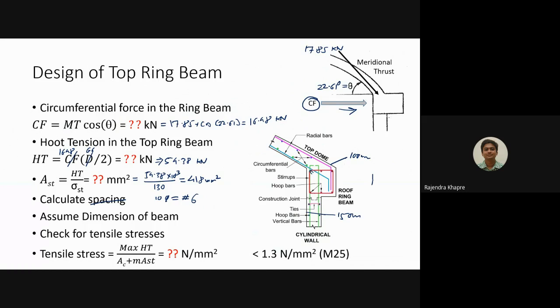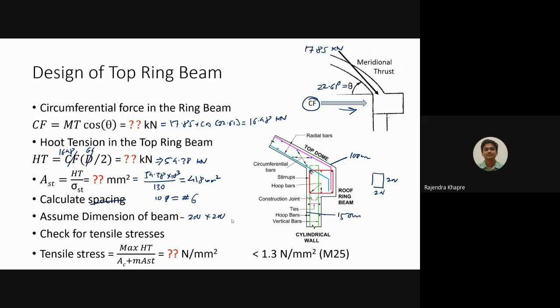So what we can do is provide a beam of 200 by 200, because this is just a concrete beam, but the tension part is taken care of by the steel only. So we can assume the dimensions as, let us say, 200 by 200. Some portion of the tension will be taken by the concrete and the remaining by the steel. For this purpose we have to check the stresses also.